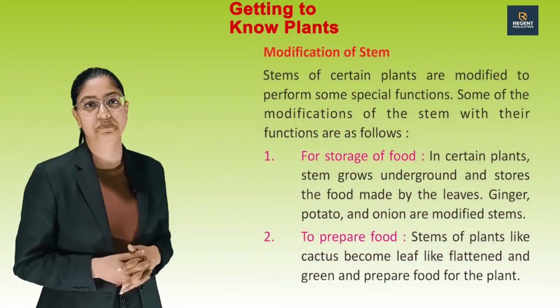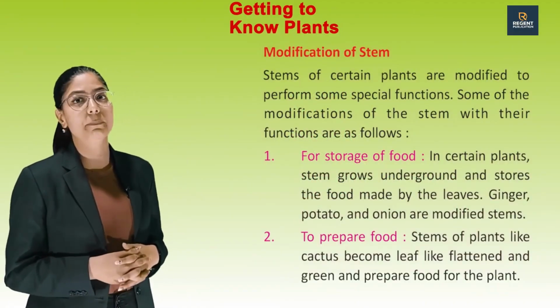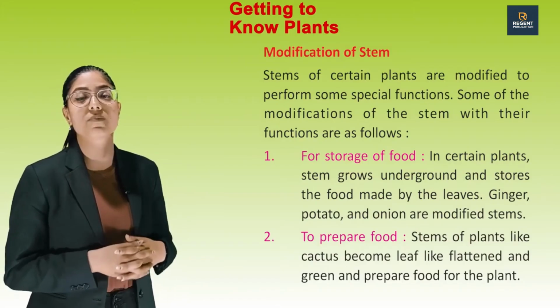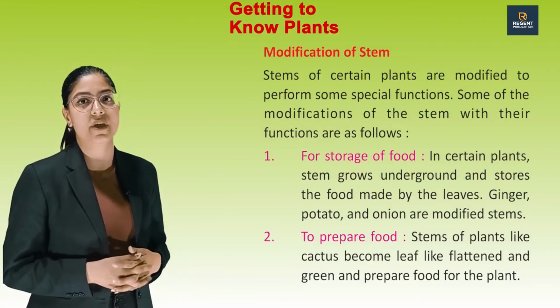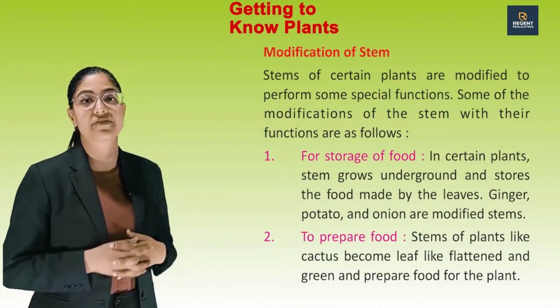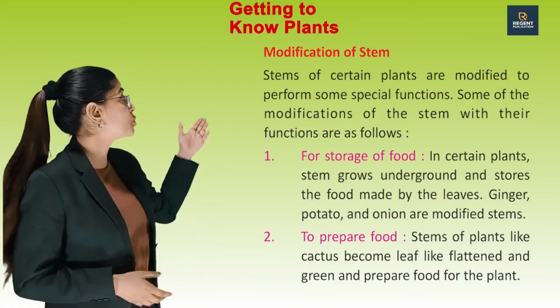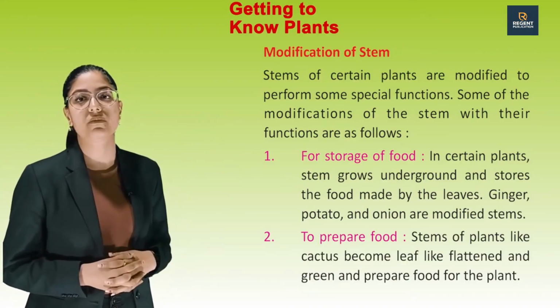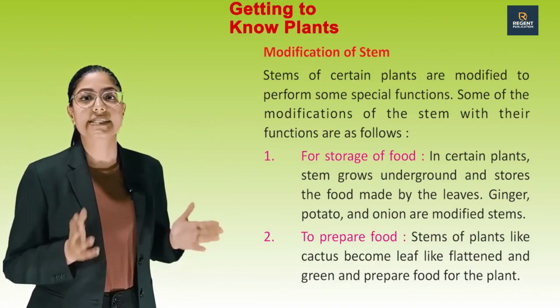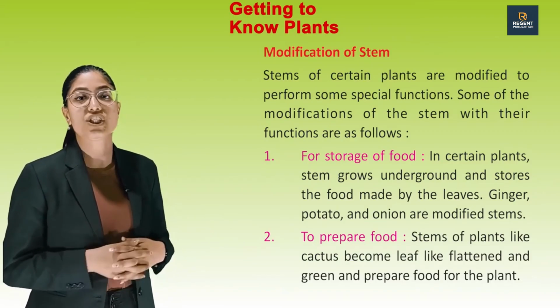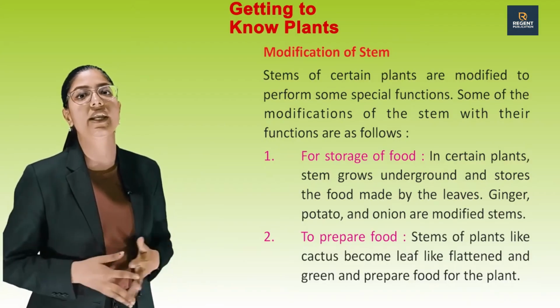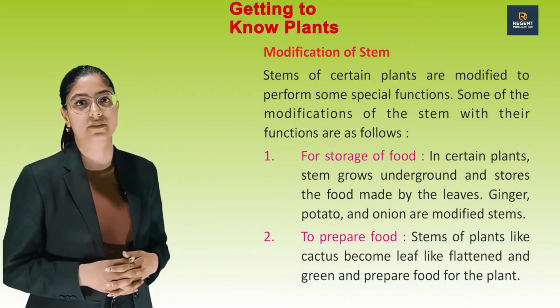Modification of stem. Stems of certain plants are modified to perform some special functions. Some of the modifications of the stem with their functions are as follows. First, for storage of food. In certain plants, the stem grows underground and stores the food made by leaves. Ginger, potato and onion are modified stems.